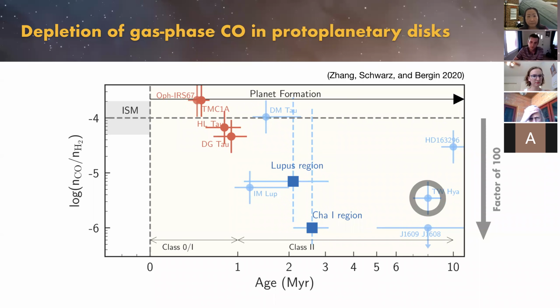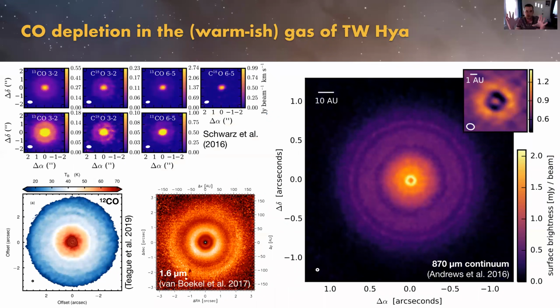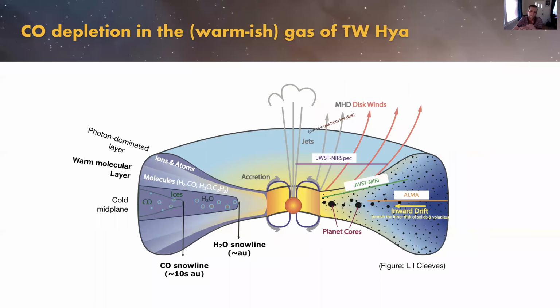So TW Hydra, of course, is a big, bright, nearby disk. We can resolve it well. We have beautiful images of different CO isotopologues, scattered light, millimeter-sized grains with ALMA. But what we have to remember is that all these tracers, or all these observations, are tracing a slightly different part of the disk, right?